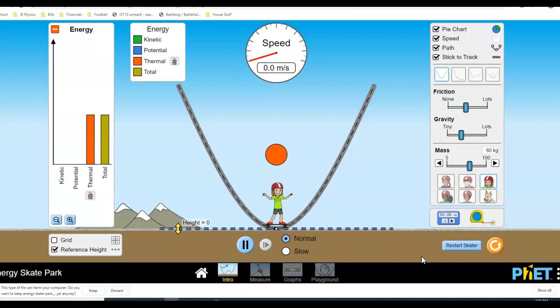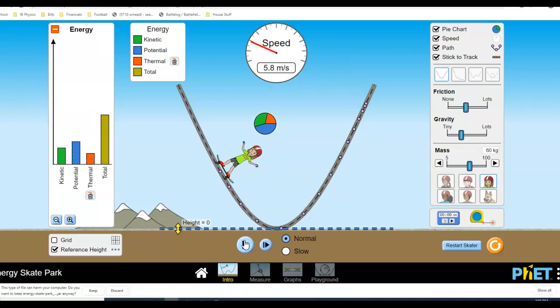So that's the idea behind kinetic energy and potential energy and the conservation of energy, that back and forth exchange where energy can't increase or decrease, but it can change forms.